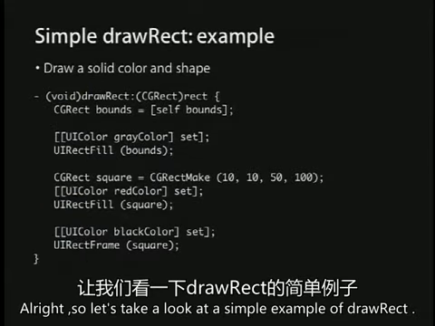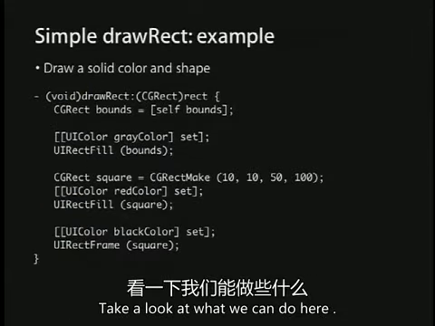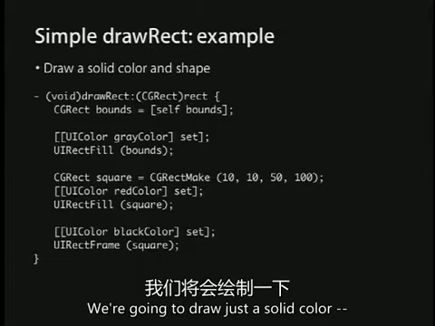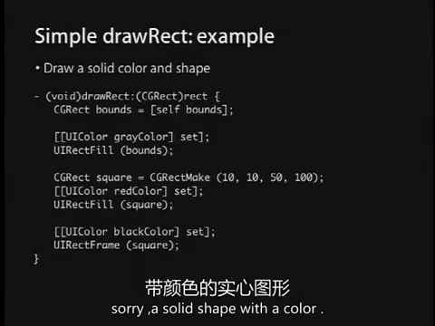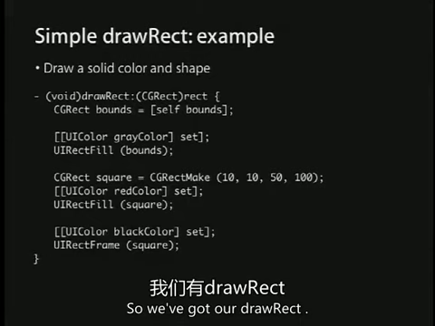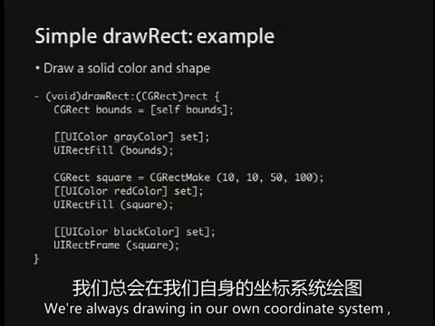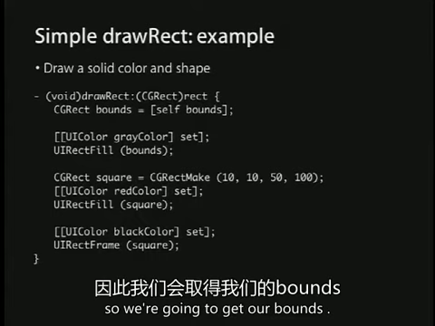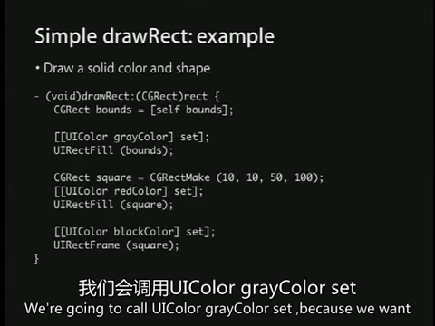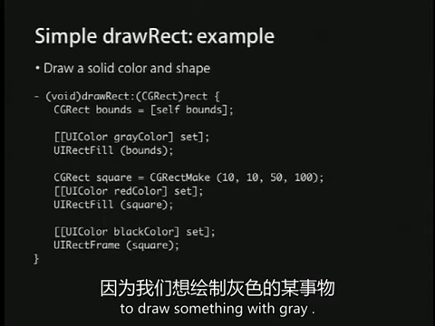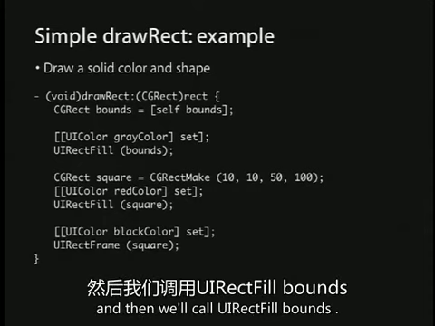All right, so let's take a look at a simple example of drawRect. Take a look at what we can do here. We're going to draw just a solid color, a solid shape with a color. So we've got our drawRect. We've got our self bounds. We're always drawing in our own coordinate system, so we're going to get our bounds. We're going to call UIColor gray color set because we want to draw something with gray. And then we'll call UIRectFill bounds.